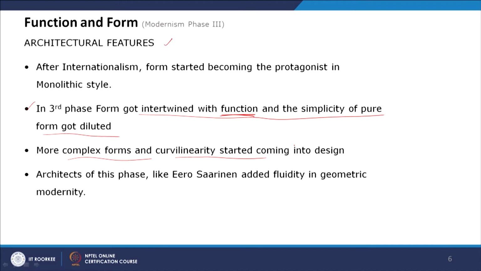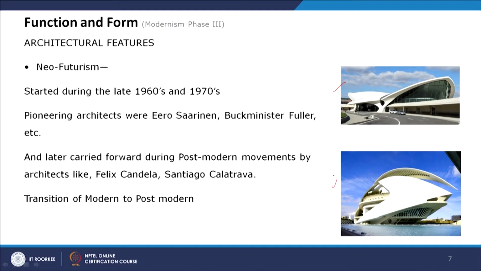So it was more complex, and more curvilinearity started coming into the design. Architects of this phase like Eero Saarinen added fluidity and dynamism in the geometric form of internationalist modernism. If we look at the buildings, these were some examples, and this movement did not stop in the modern movement, as we were seeing that this is the transition between modern and postmodern. So many postmodern architects started taking inspiration from these modern architects, and they carried this forward into the postmodern movement.